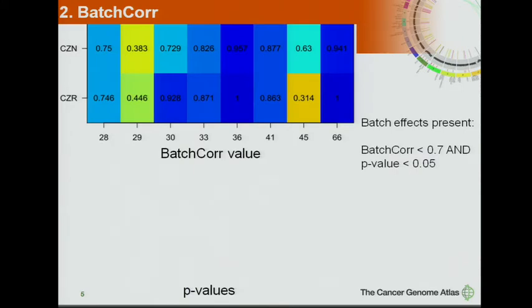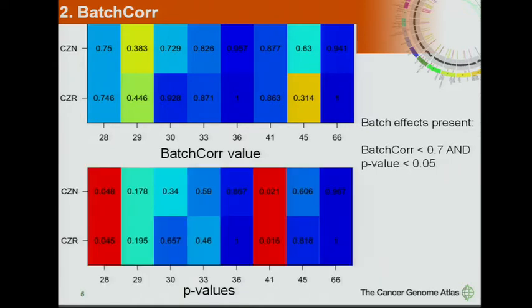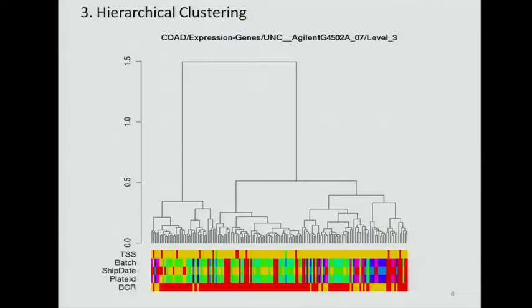Here's the other algorithm. This is called batch core. What it does is it produces numbers between 0 and 1, and the closer the number is to 1, the better it is. Anything that's less than 0.5 or less than 0.7, you need to be a little bit concerned about. But we've also introduced p-values there. So you have not only the metric itself, but p-values for statistical associations. So again, in this case, you can see that batch 29 is somewhat problematic, for example. We have hierarchical clustering, which you're all familiar with.